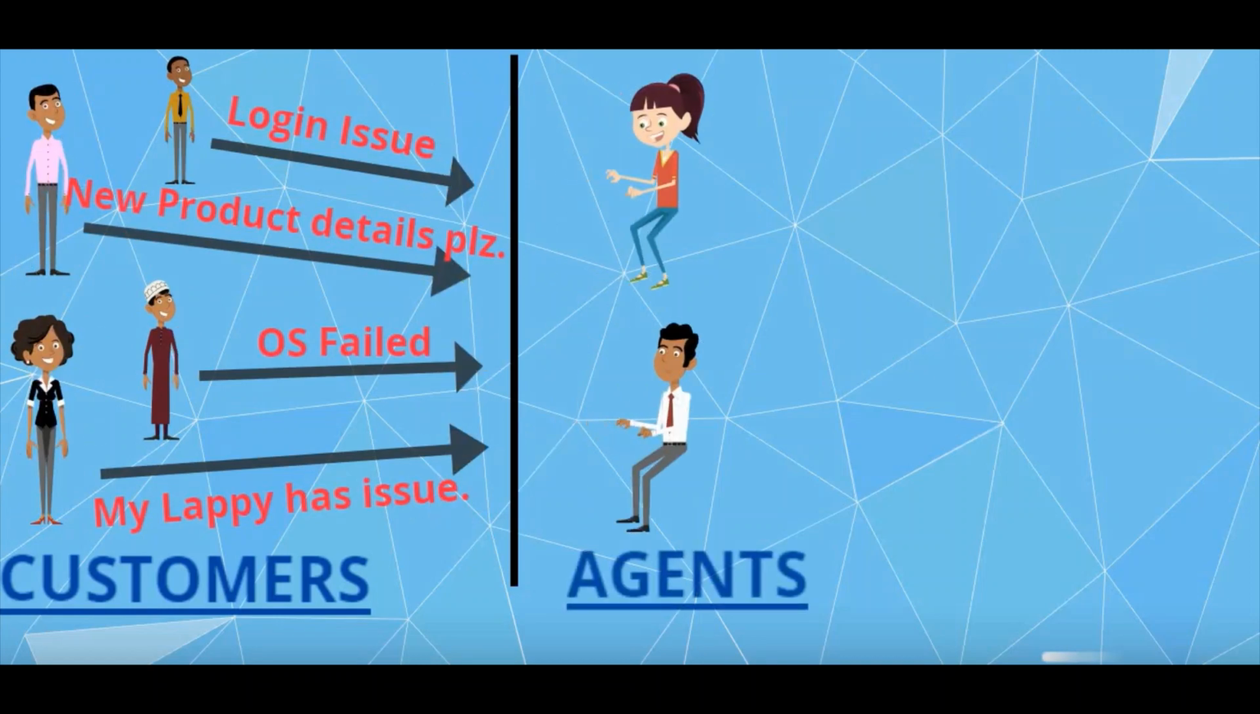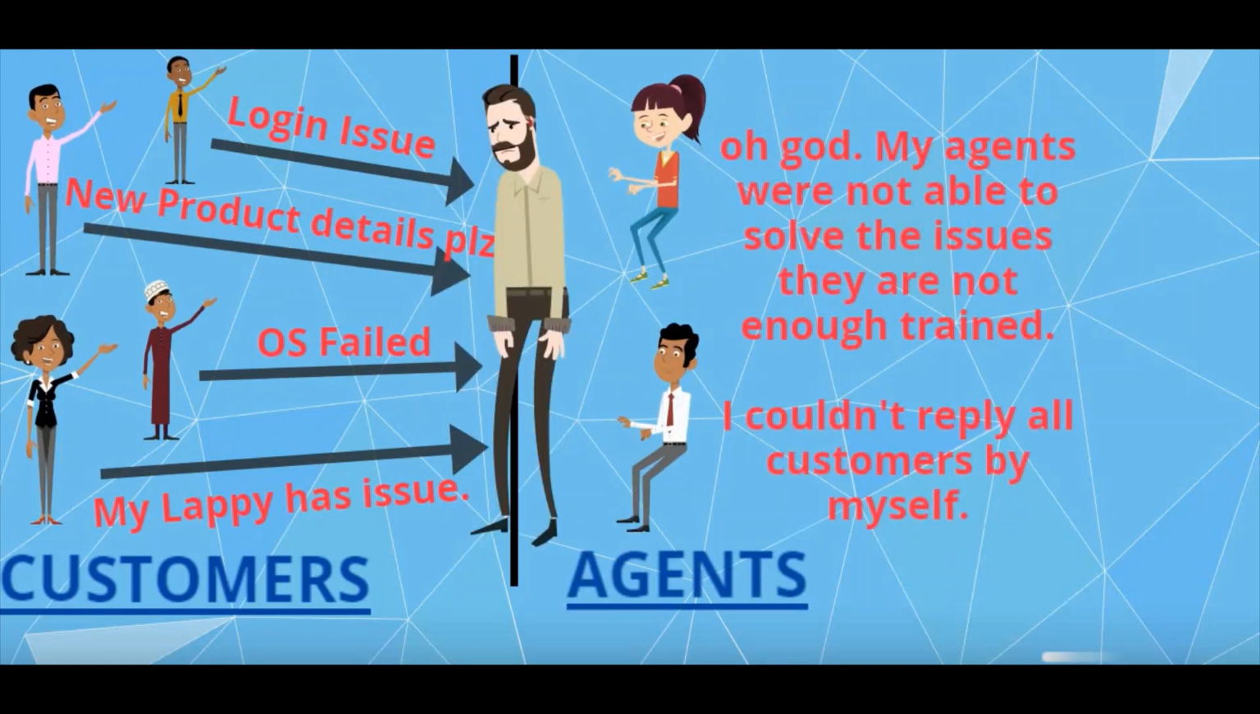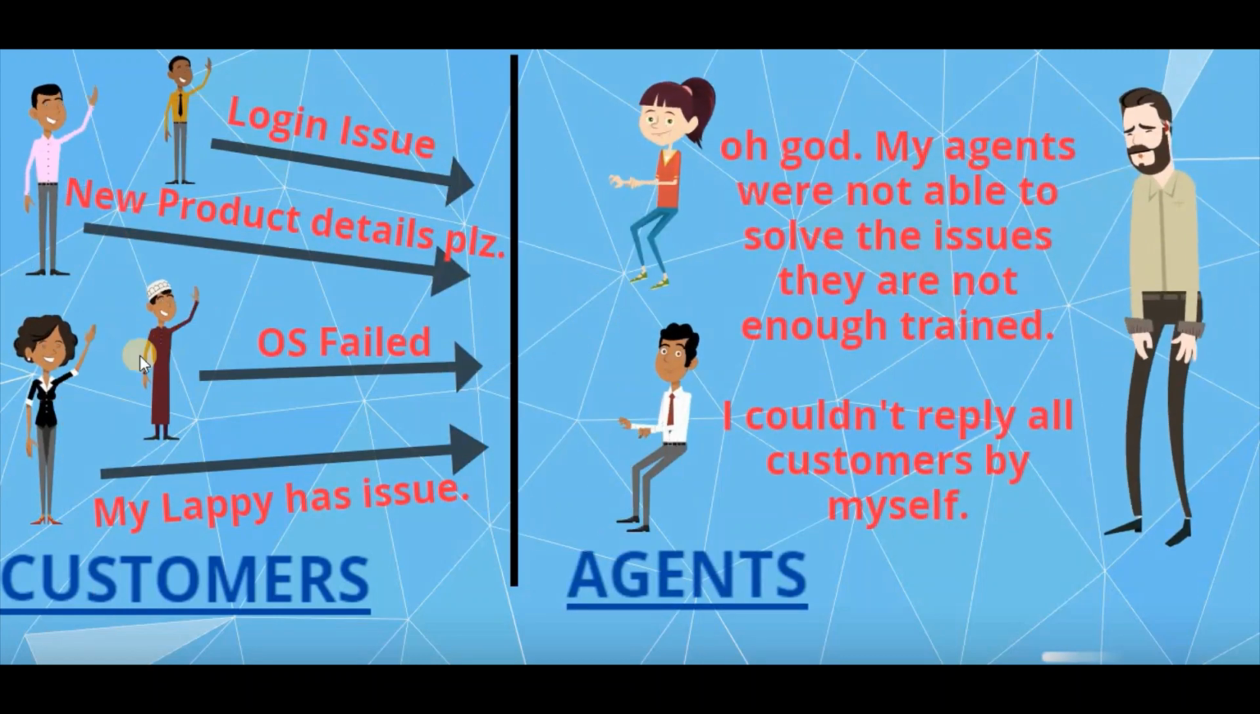So basically our skinny legs guy is owning a company where he sells laptops. Whenever he's selling laptops, there might be some issues, something like login issue, OS failed, or they might come up with other issues and they can even ask for product details. So all the customers can raise some kind of issues or queries to the customer support people. On the right side we have agents who are customer support people who need to address these questions or issues, correct?